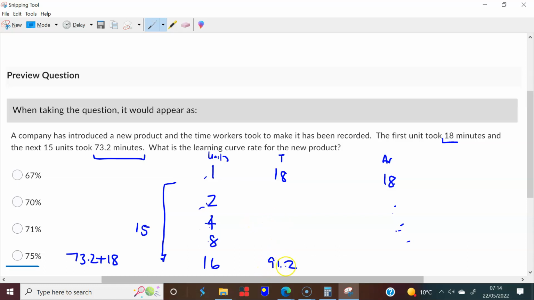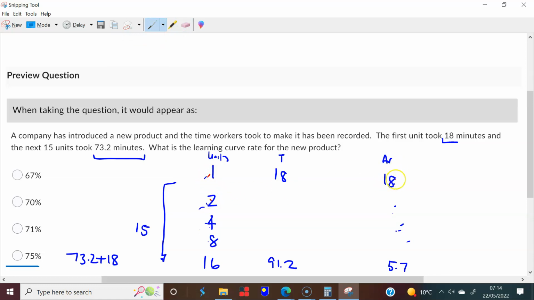So if I now know that this is the total time it takes to make 16 units, I can find the average time it takes to make each unit. So the average time, in effect, is now 91.2 divided by 16, which leaves us at 5.7, right? 5.7.